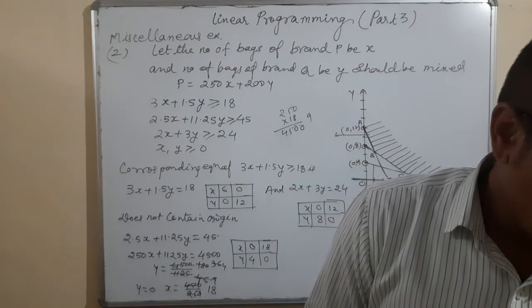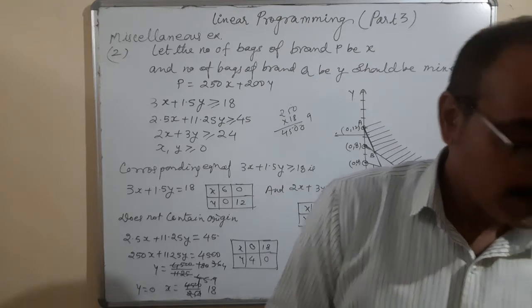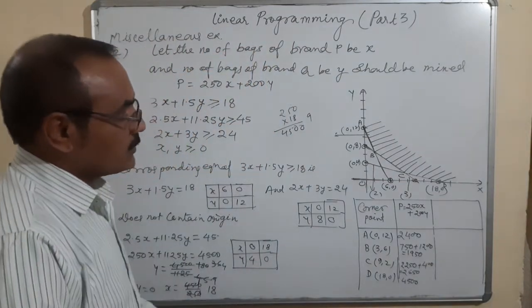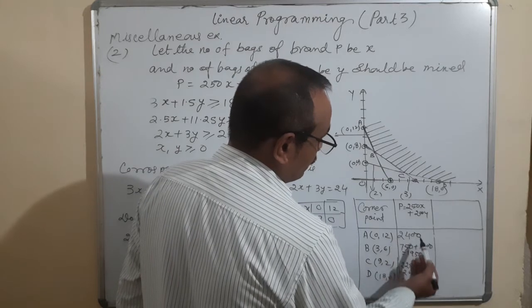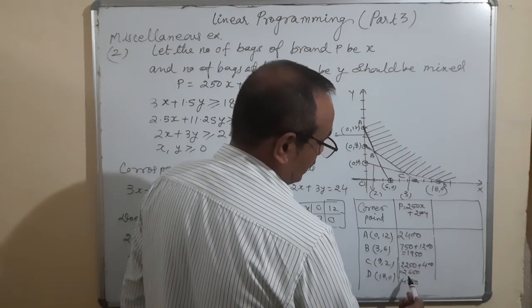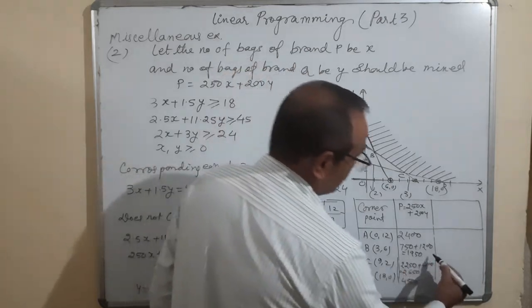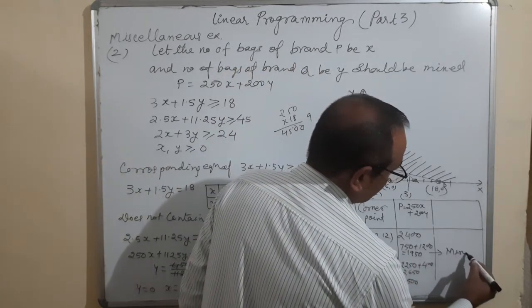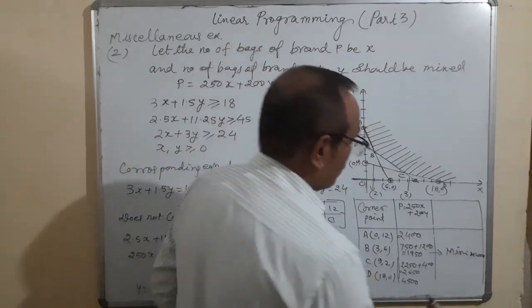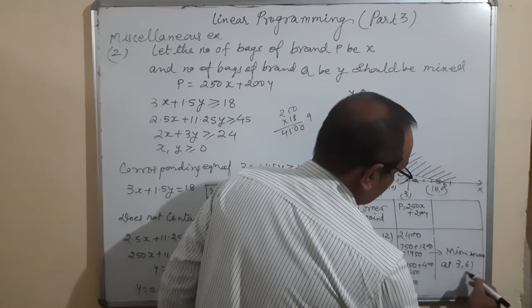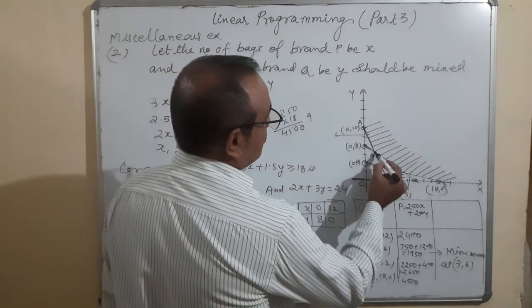Here, the question asks to determine the number of bags of each brand to produce the mixture having the minimum cost per bag. You can see that the minimum cost is coming here. The values are 2400, 1950, 2650, and 4500. So 1950 is the minimum cost, minimum at (3, 6).